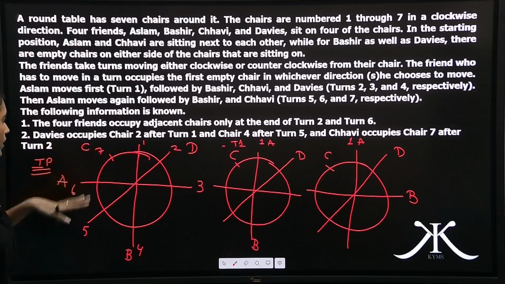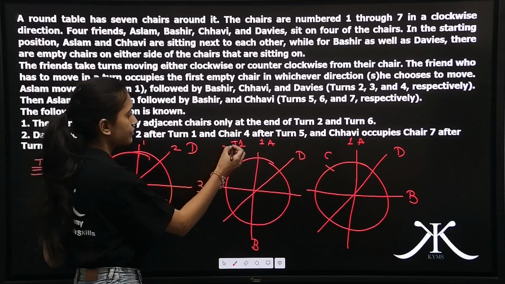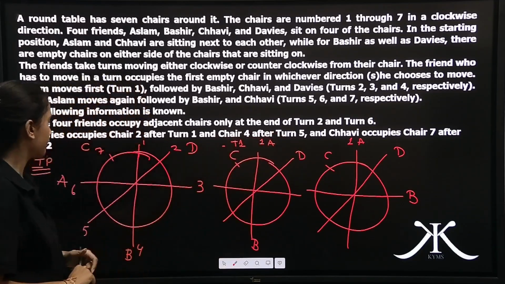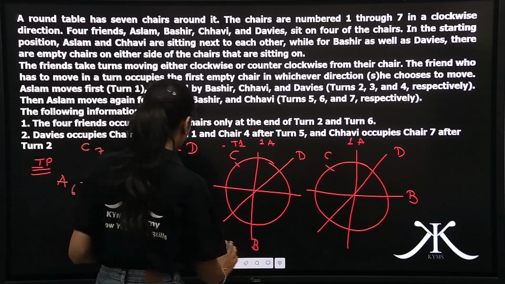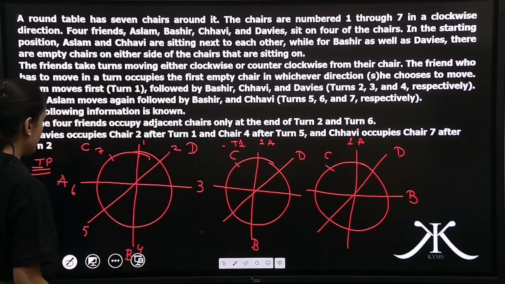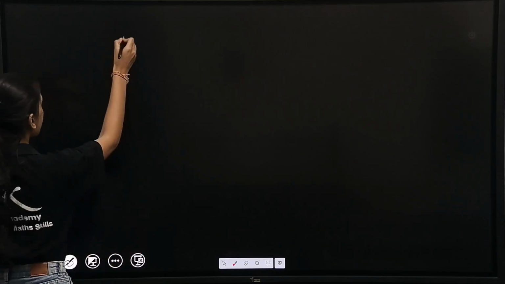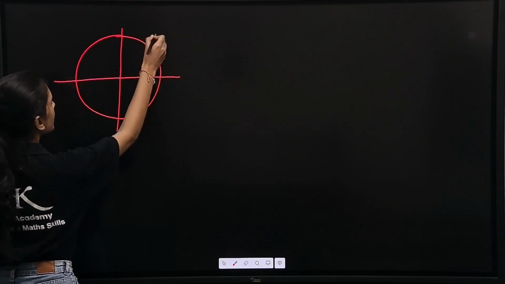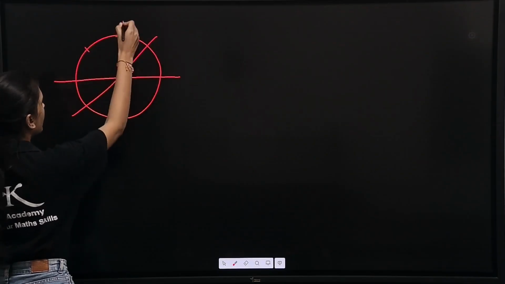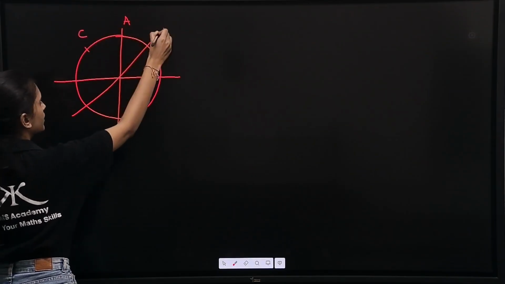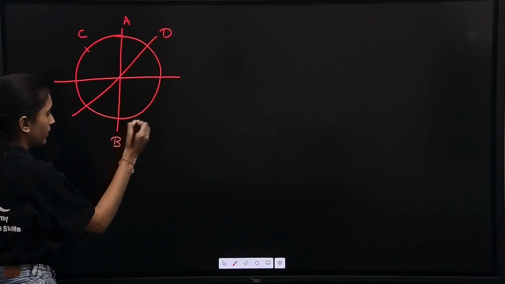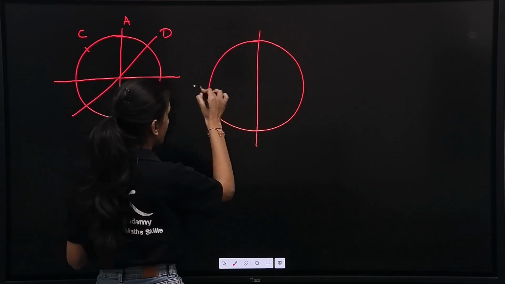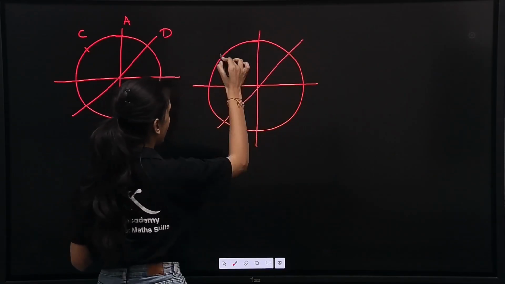Now, for D, we are given information that it's on chair 4 after turn 5. Okay. Now, so this is after turn 1. Okay. And this is after turn 2.